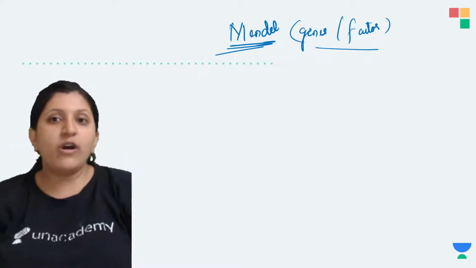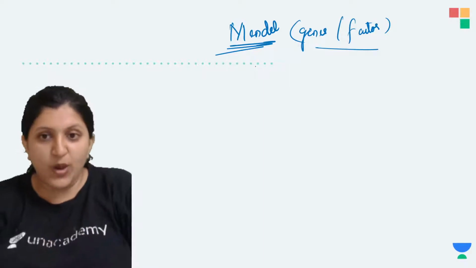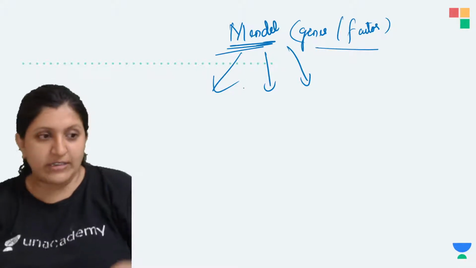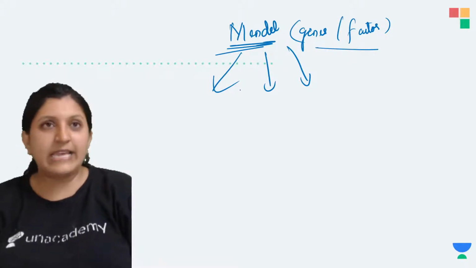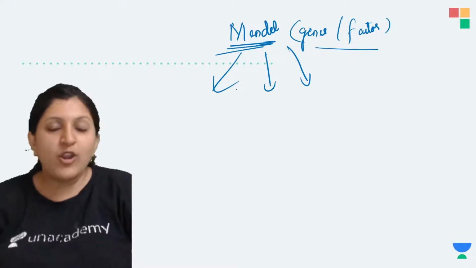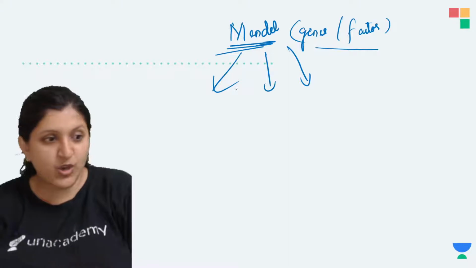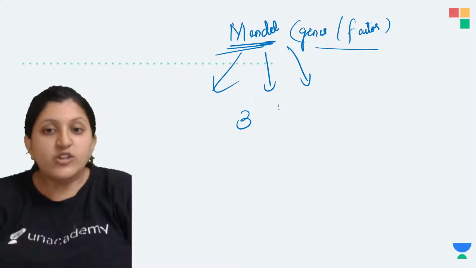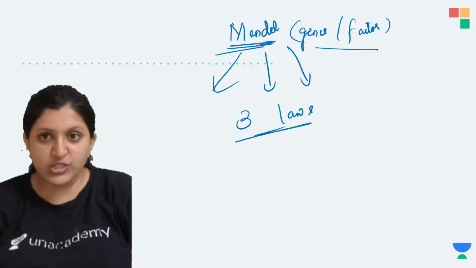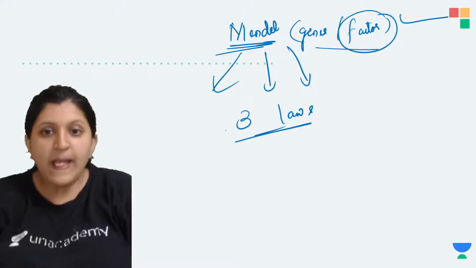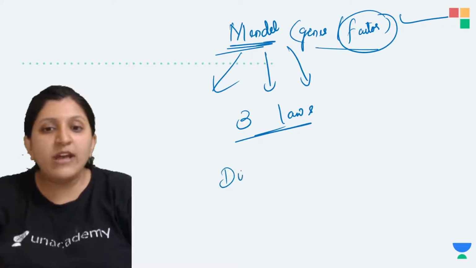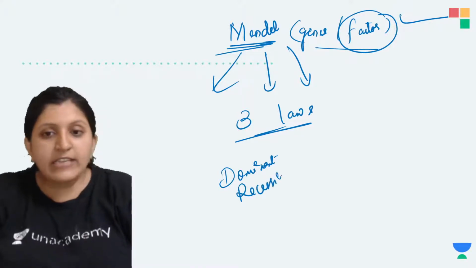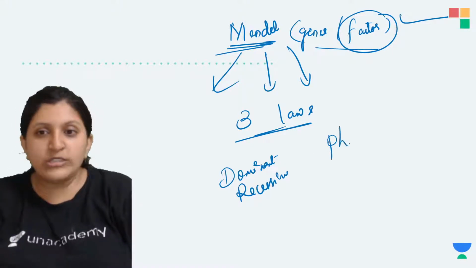So now this is with respect to the genes or the factor. Earlier, when Mendel gave the theory about the law of dominance, the law of purity of gametes, or the law of independent assortment, in all these three laws he did not use the term gene, instead he used the term factor. And he said that one of the alleles is going to be dominant, the other one is going to be recessive. He also used terms like phenotype and genotype.